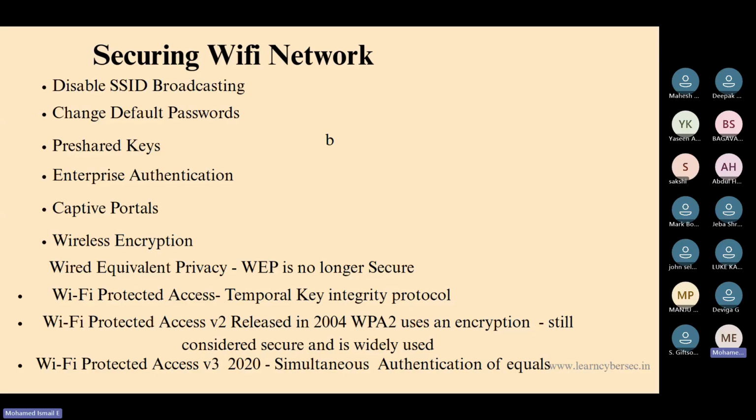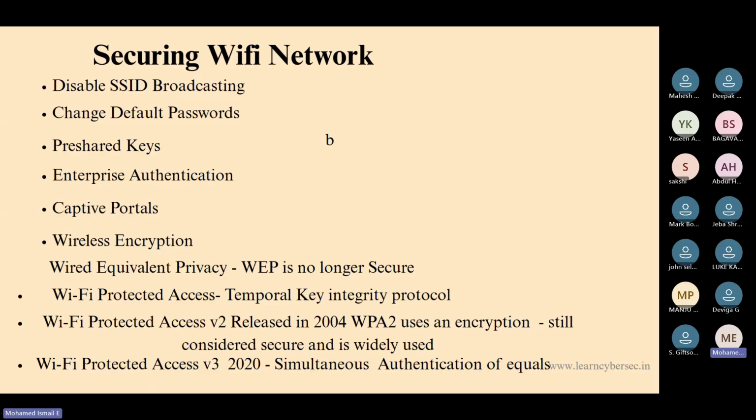Then we have Wi-Fi Protected Access with Temporal Key Integrity Protocol, which is called WPA. Then Wi-Fi Protected Access version 2, released in 2004, with encryption still considered secure and widely used. So WEP is no longer secure. WPA1 is less secure. WPA2 is more secure.